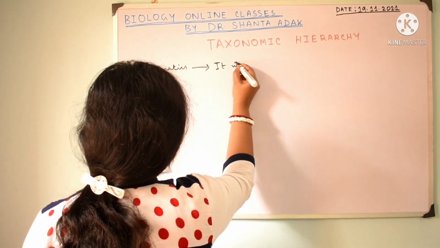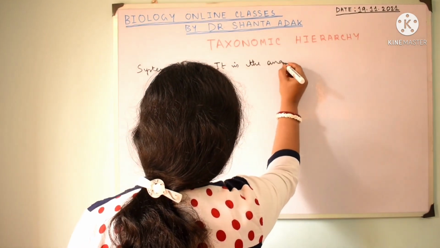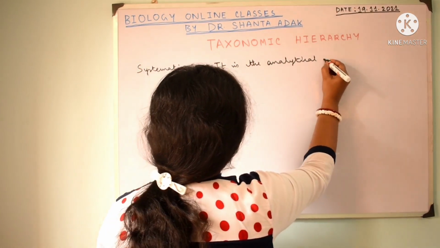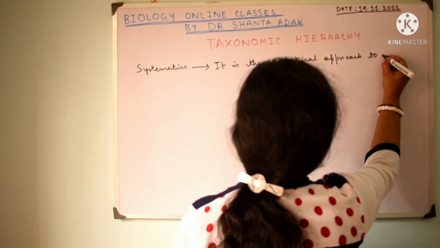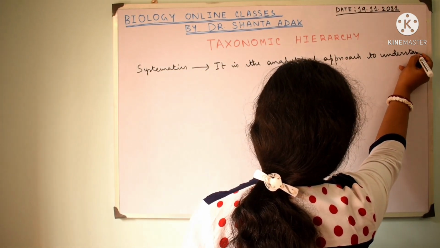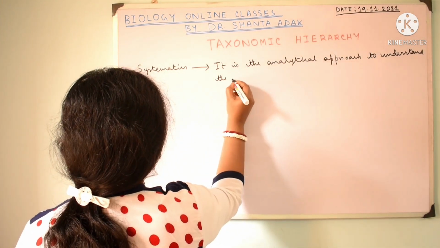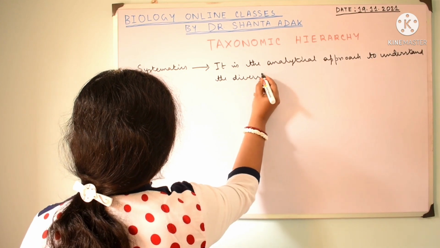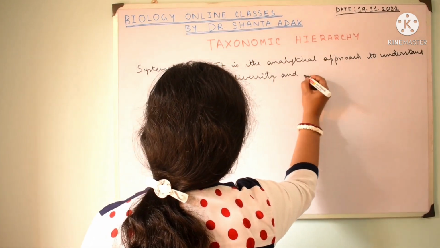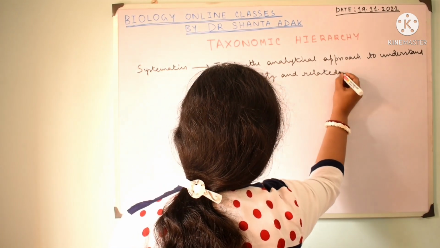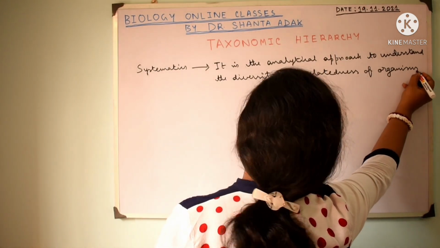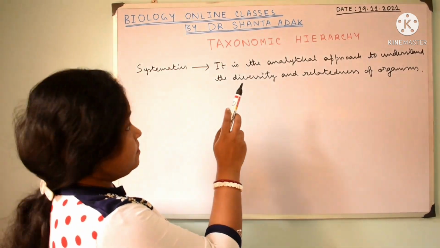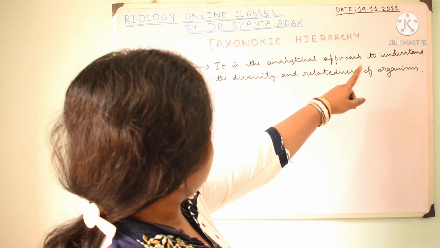It is the analytical approach to understand the diversity and relatedness of organisms. So this is the definition of systematics. It is the analytical approach to understand the diversity and relatedness of organisms.